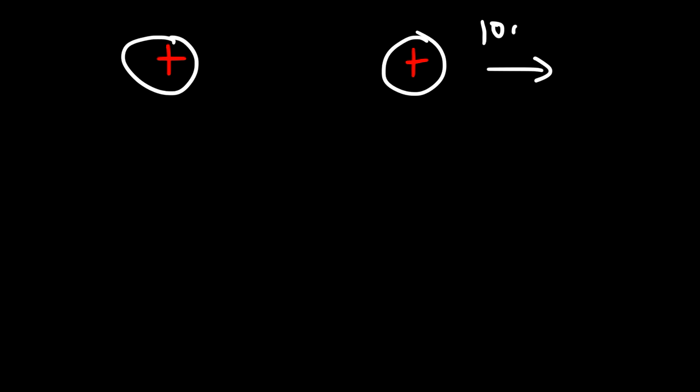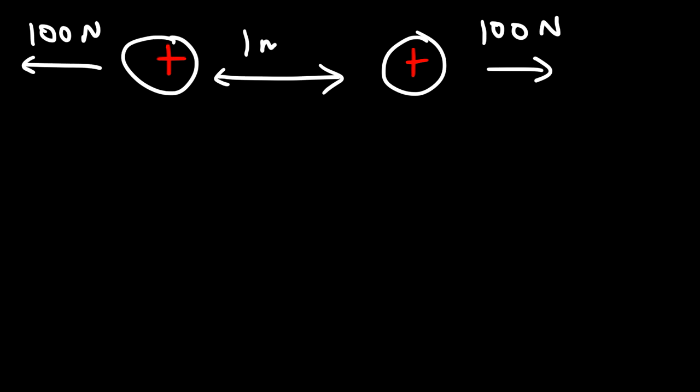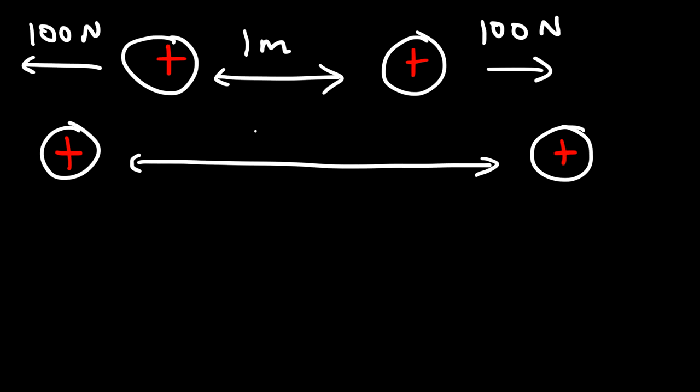So let's say here's charge 1 and here is charge 2. And let's say the force that's acting on each charge is 100 newtons when the distance between them is 1 meter. What's going to happen if we double the distance between the two charges while the magnitude of the charge is still the same? So now the separation distance is 2 meters.